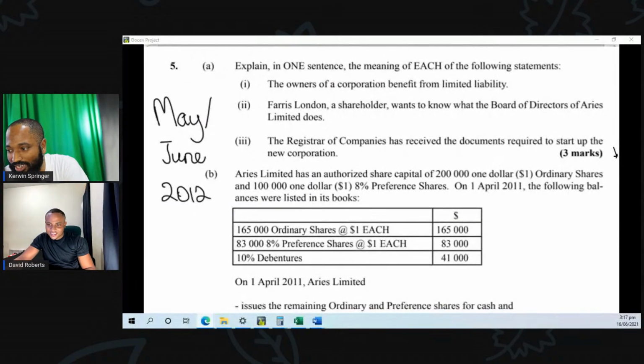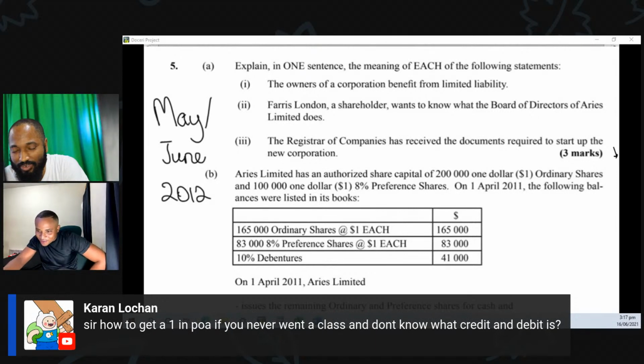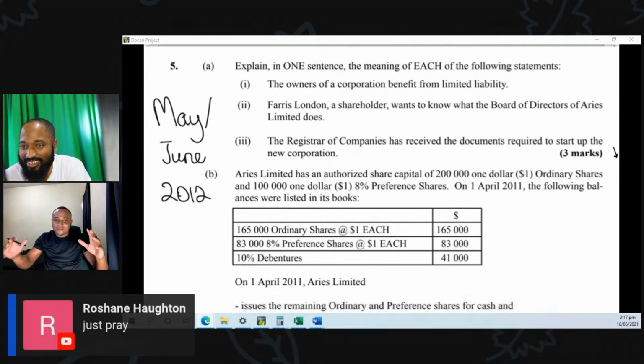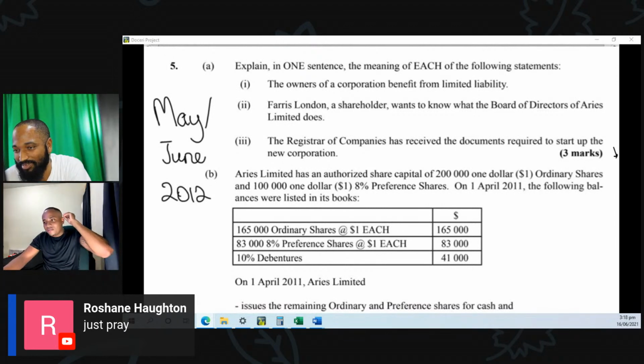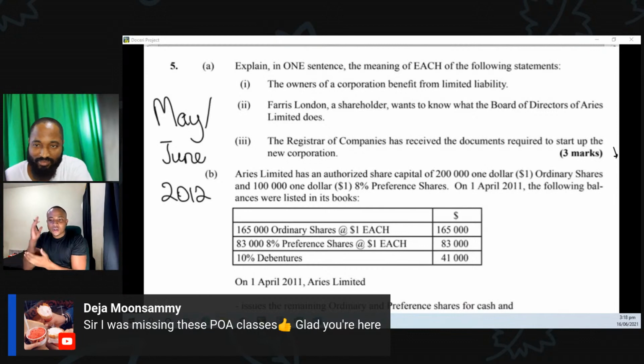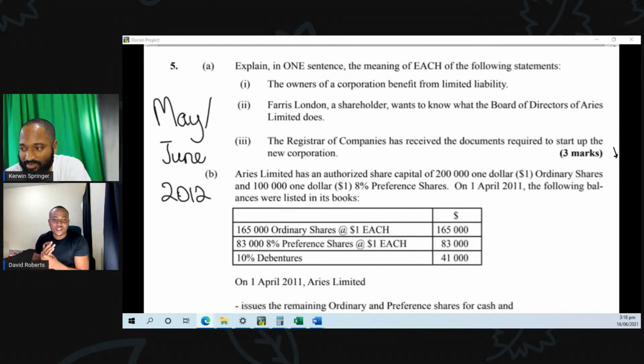Somebody asked: how can I get a 1 in POA if I never went to class and I don't know what credit and debit is? I'll still give advice before I start. One of the foundations of any subject is you have to understand the first principles. You must know what debit and credit is, and learn what assets, liability, and capital are. Start off there. From there, start doing questions as early as possible, doing past paper questions. Look at the formats of the different topics within the questions, learn the formats, and try to understand them. That is the best advice I can give.